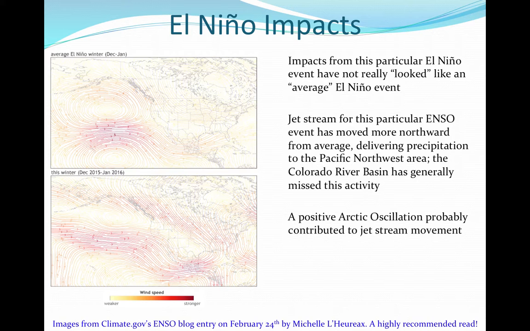Some of the initial findings coming out lately are that a positive Arctic oscillation probably helped to bring this jet stream more northward. For the Pacific Northwest and Northern California, that's meant quite a bit of rain. But for us, it's meant that we've missed out, unfortunately, on some of the beneficial precipitation, as those storms seem to just go around the CBRFC region.